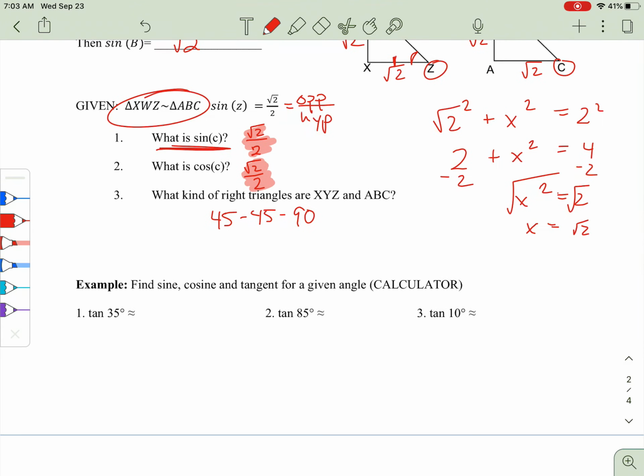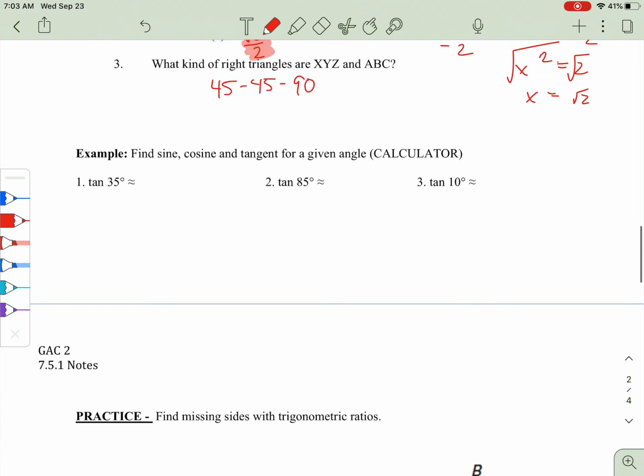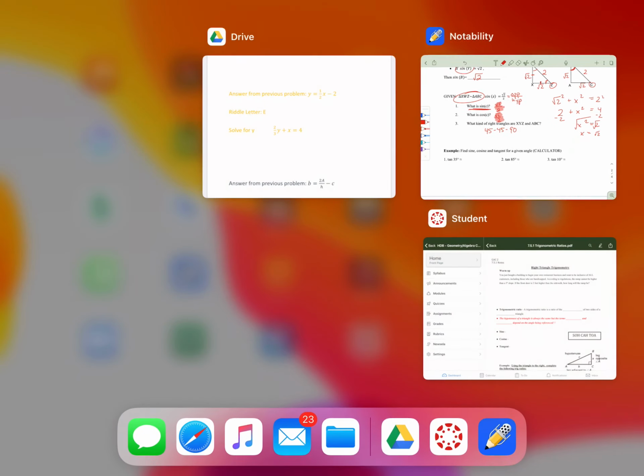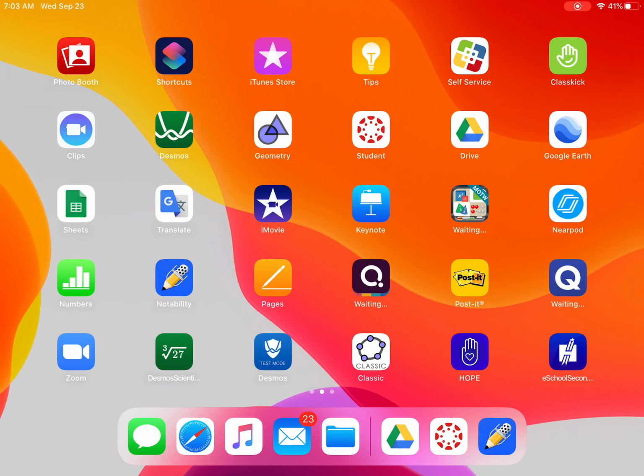All right, so find sine, cosine, and tangent for a given angle in the calculator. This is the last thing. So sometimes they're actually already going to give you the angle, and all you have to do is plug it into your calculator. So we're going to do that real quick, and I will show you how to do that.